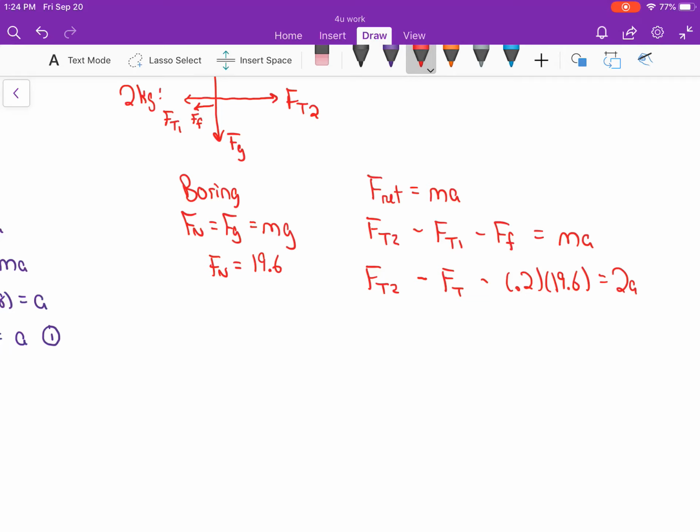When we clean that up, FT2 minus FT1 minus, when I clean up that number, 0.2 times 19.6, but we got a decimal place there, so we're going to be really close to 4. I'm getting 3.92, and that's equal to 2a.